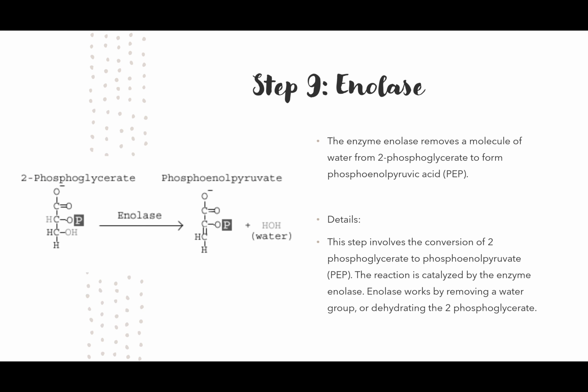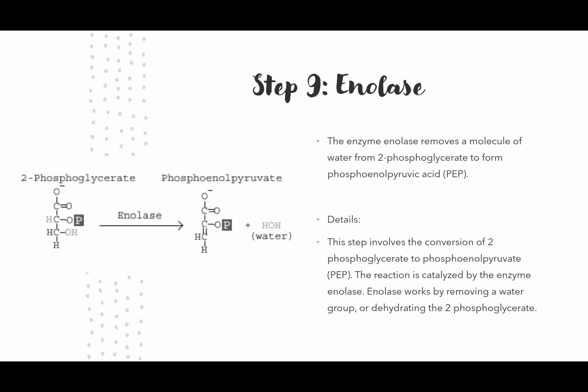Now we're gonna look at enolase, step 9. This has the creation of water, right? So the enzyme enolase removes a molecule of water from the 2-phosphoglycerate to form phosphoenol pyruvic acid, or phosphoenol pyruvate, right? So remember, if it's hydrated, it's going to be pyruvic acid. If it's not hydrated, it's going to be pyruvate. The difference between the acids and the ates is just that one is an acid and one is a salt. So pyruvate is a salt, pyruvic acid is the hydrated salt because it's an acid salt. All right. So the details basically in this step involve the conversion of 2-phosphoglycerate to phosphoenol pyruvate, right.